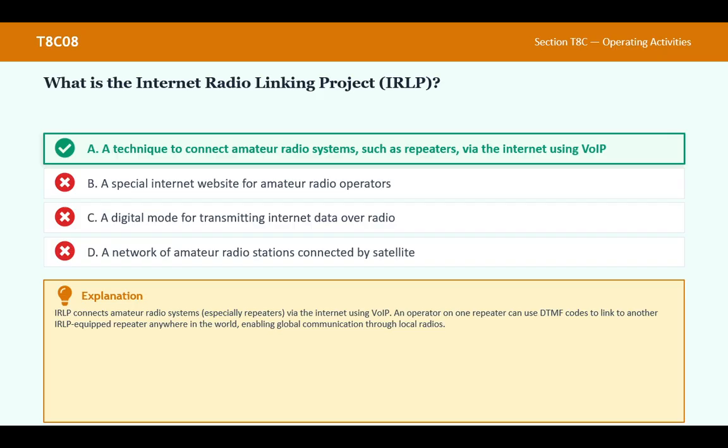What is the Internet Radio Linking Project, IRLP? A. A technique to connect amateur radio systems such as repeaters via the Internet using VoIP. IRLP connects amateur radio systems, especially repeaters, via the Internet using VoIP. An operator on one repeater can use DTMF codes to link to another IRLP-equipped repeater anywhere in the world, enabling global communication through local radios.